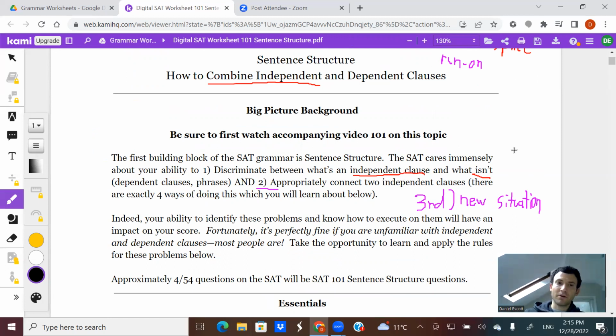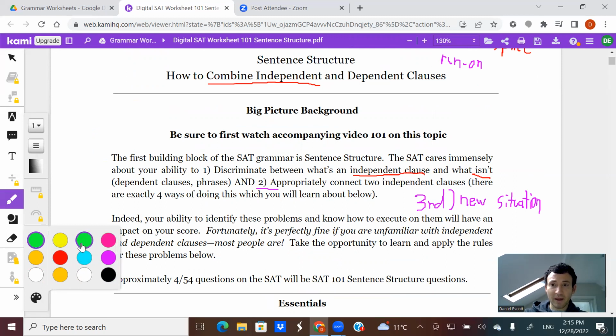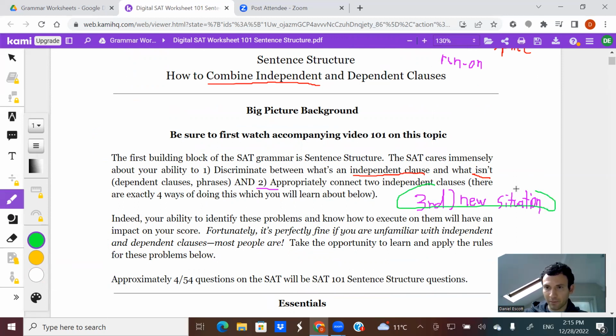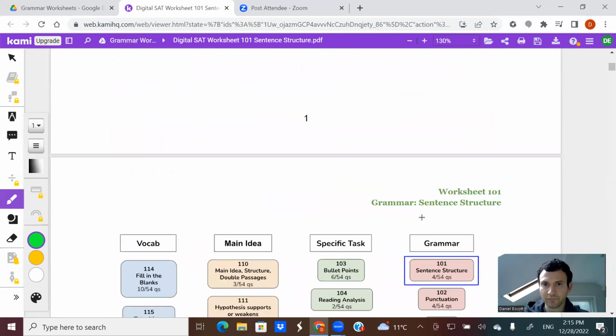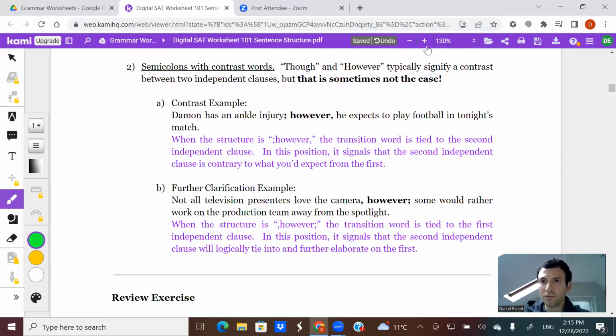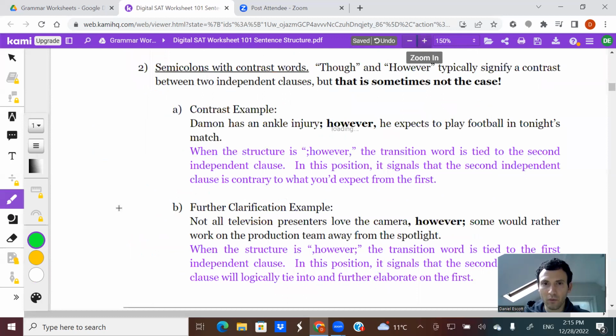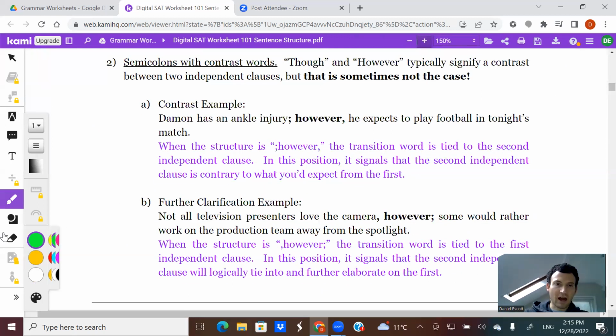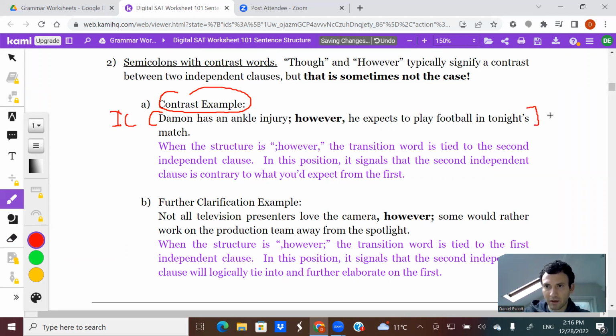Let me show you what this new situation is that I anticipate a lot of people are going to miss if they haven't practiced it. So, you may be familiar with this first scenario, this contrast example with the semicolon. Damon has an ankle injury. That is an independent clause. He expects to play football in tonight's match. That is an independent clause.